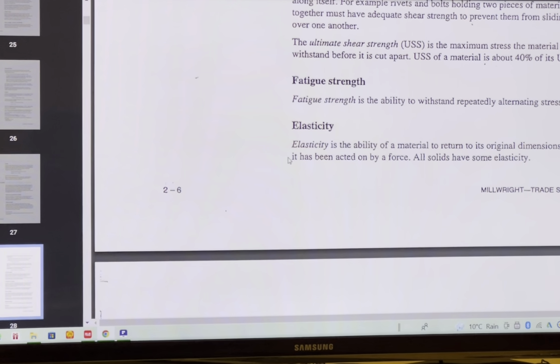Remember, elasticity, sometimes we can call a spring, and it has the name spring force. You pull it longer, and if you let go, it goes back to the original dimensions. Returning to its original dimension, we call elasticity.